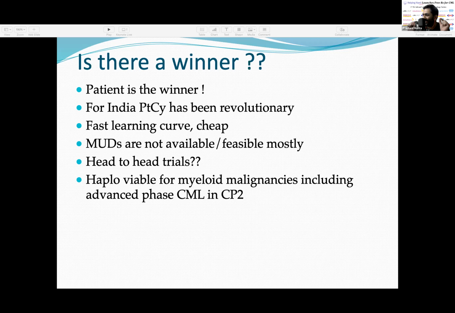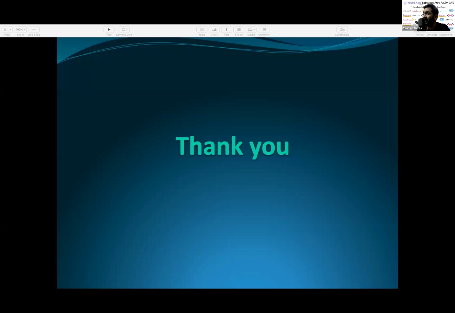So haplo is a viable alternative for myeloid malignancies, including advanced phase CML and CP2, but head-to-head trials are missing. Still, the MUD is going to become more of a problem in the COVID-19 era. With the pandemic going on, there are going to be more logistic delays, more concerns. So haplo, you have it there near your institute, in the family. It is the strategy to go for, and you have to optimize it. Thank you.